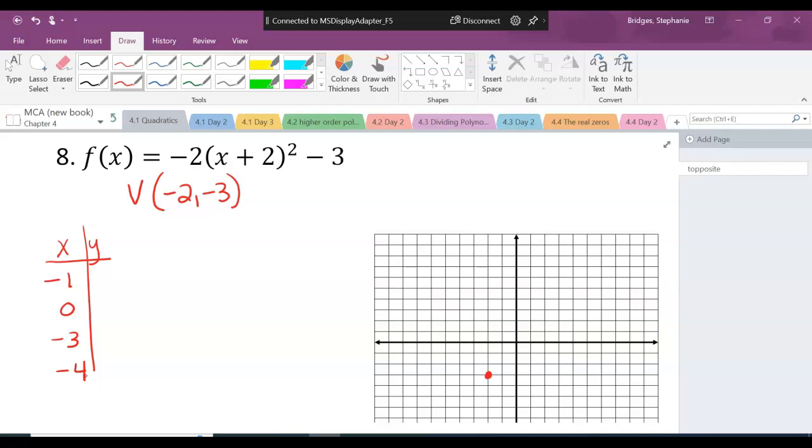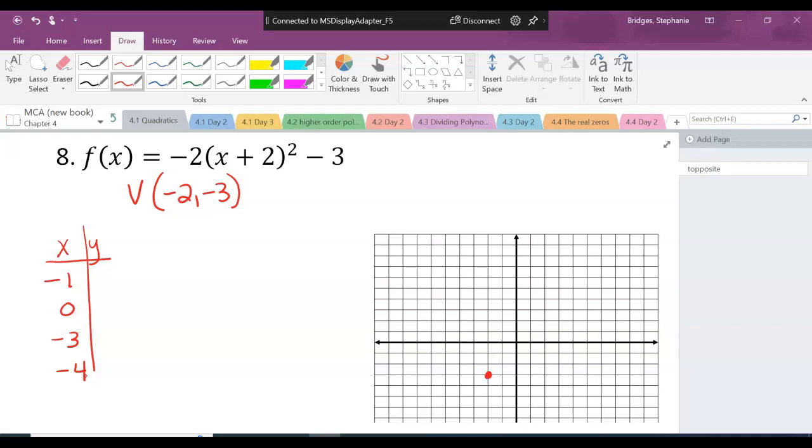All right, so first we're going to plug in negative 1 plus 2 squared minus 3. So again, inside the parentheses first. Negative 1 plus 2 is 1. Then we square. What's 1 squared? And then 1 times negative 2 is, so negative 2 minus 3 would give me negative 5. So that's for the negative 1.